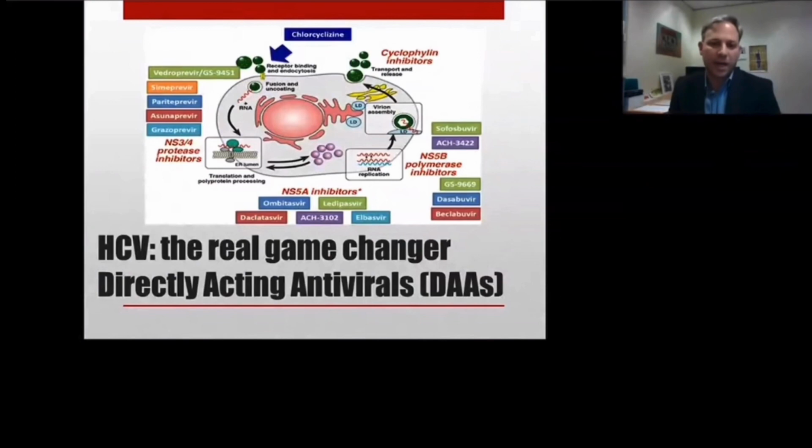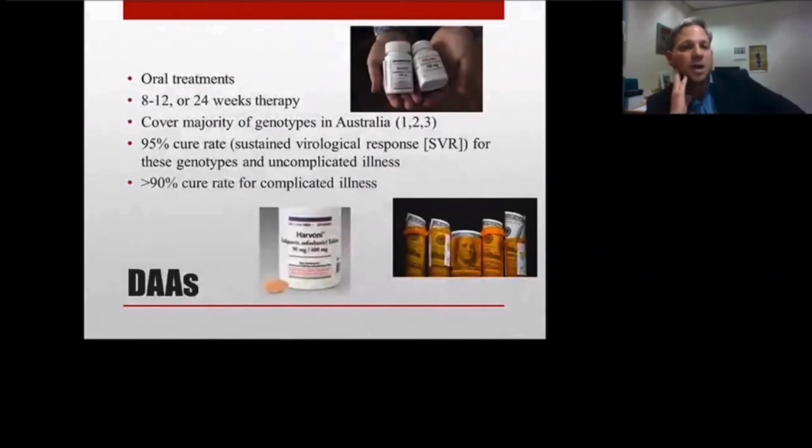So we've got directly acting antivirals, and the PBS has approved Sofosbuvir, Ledipasvir, Daclatasvir, and they have 95% cure rates. They're oral treatments, only 8 to 12 weeks instead of 6 months like the old therapies. They cover most of the genotypes that we see in Australia, which are 1, 2 and 3 largely. And even for complicated illness, they've got high cure rates.